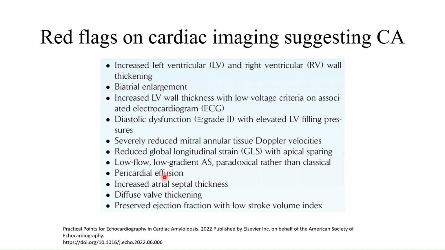These are the red flags on cardiac imaging which should make you work up the patient further: increased ventricular wall thickness, biatrial enlargement, increased ventricular wall thickness relative to a low voltage ECG, diastolic dysfunction, severely reduced mitral annular Doppler velocities, reduced GLS, low flow, low gradient aortic stenosis, the paradoxical one, where even with a normal ejection fraction you still get low flow, low gradient AS, pericardial effusion, increased atrial septal thickness, diffuse valve thickening, and preserved ejection fraction with low stroke volume index.